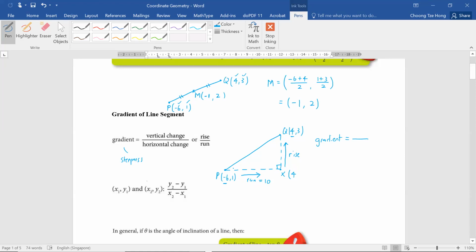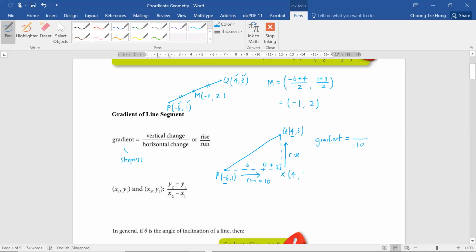Because you go from negative 6 to 0, where 0 may be somewhere around here, that will be 6 units already. Then from 0 to 4, another 4 units, so in total your run will be 10. Now let's think about the rise. The y coordinate of X will be the same as the y coordinate of P because they are on the same horizontal level.